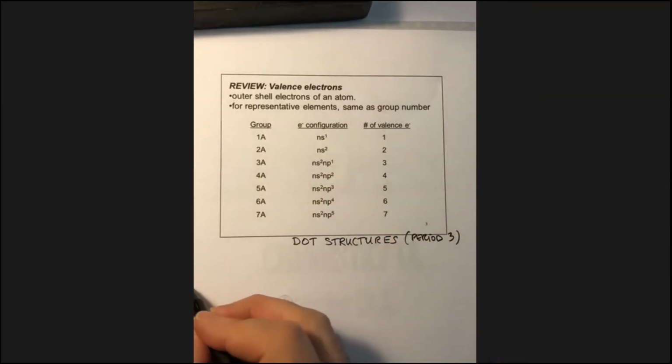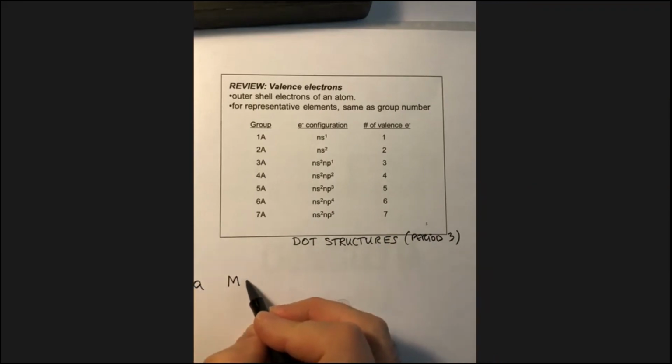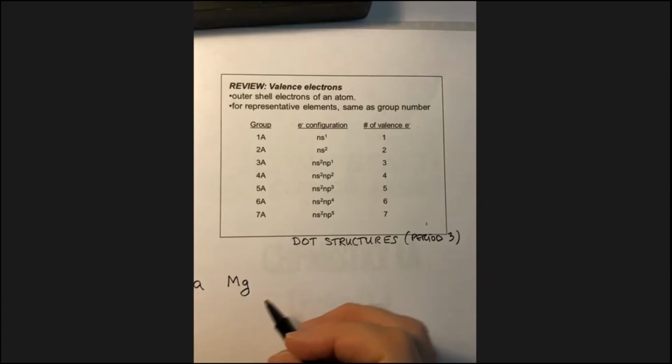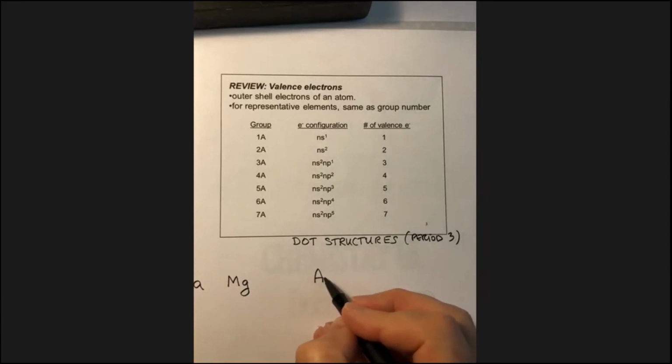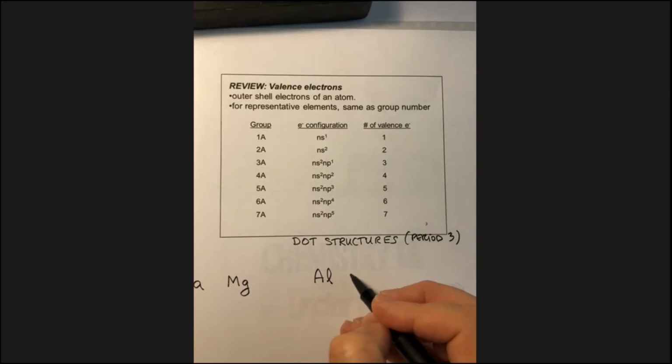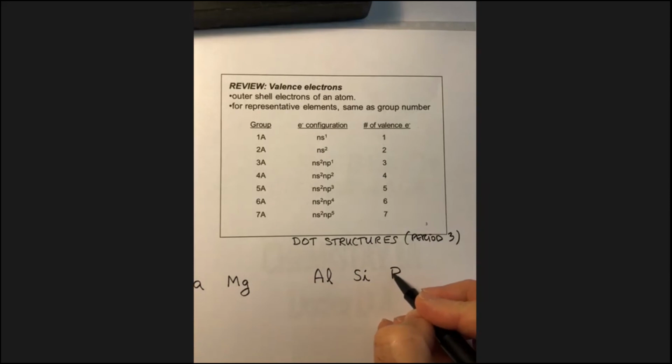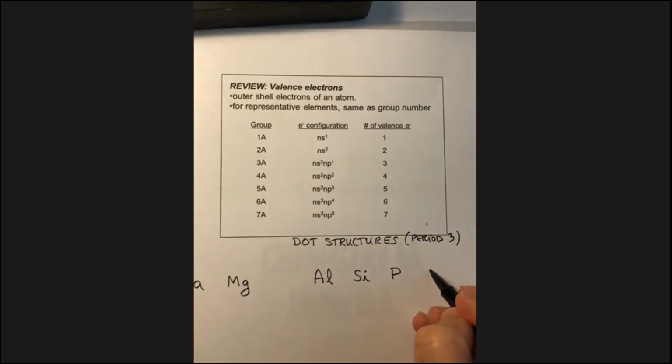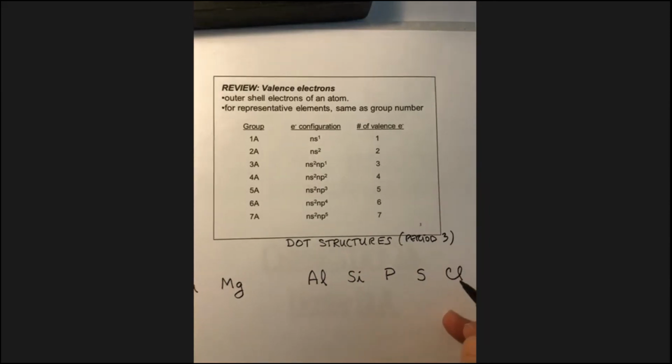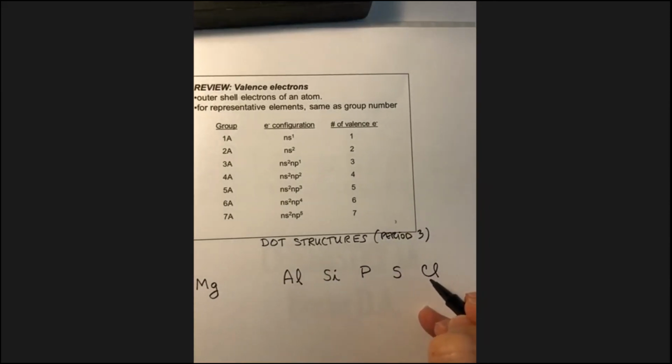So let's see, we would start with sodium, magnesium, and then we would jump over and have aluminum, silicon, phosphorus, sulfur, chlorine. Oops, ran out of space a little bit here. Who comes after that in period 3? Forgot? It's argon, right?